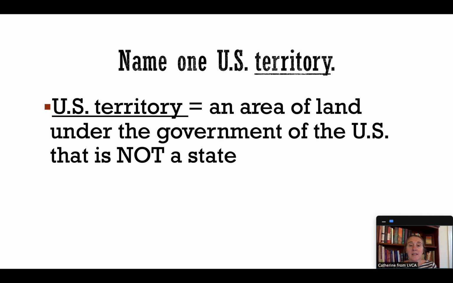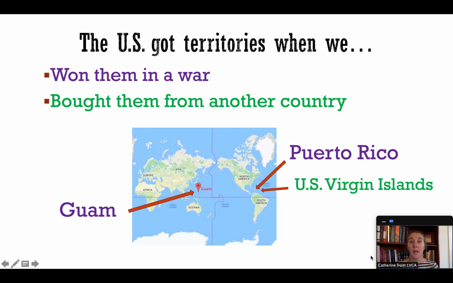Name one U.S. territory. A U.S. territory is an area of land that's under the government of the United States, of the national government of the United States, but it is not a state. The U.S. got territories when we won them in a war or bought them from another country. So, for example, Guam and Puerto Rico are both islands that the U.S. won in a war against Spain. The U.S. Virgin Islands is a group of islands that the U.S. bought from Denmark back during World War I.